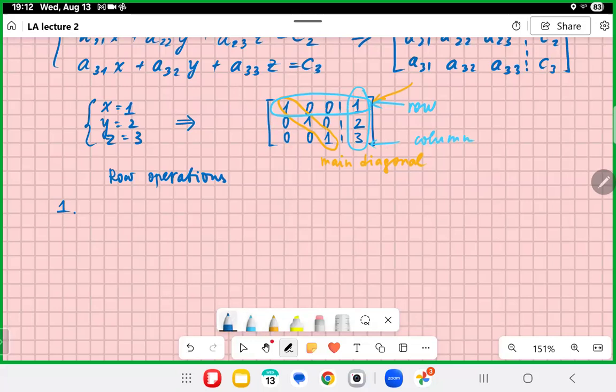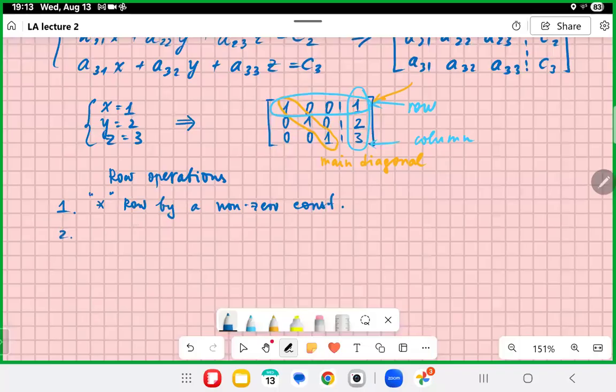First row operation, we can multiply the whole row by a non-zero constant. So multiply a row by a non-zero constant.